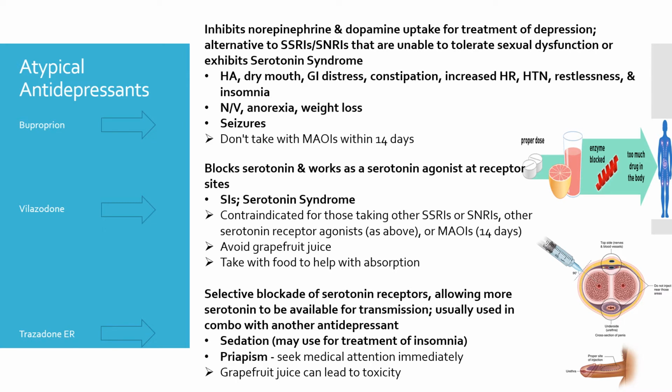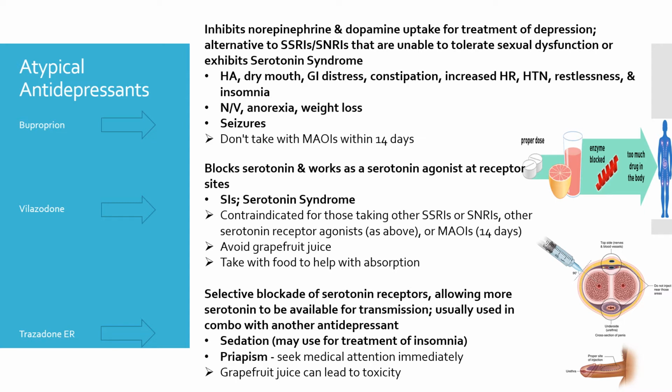The second grouping here, for example, is vilazodone. These block serotonin reuptake and work as a serotonin agonist at the receptor sites, but these can lead to suicidal ideations as well as serotonin syndrome. So these are contraindicated for any clients that are also taking SSRIs or SNRIs, so don't take these at the same time.